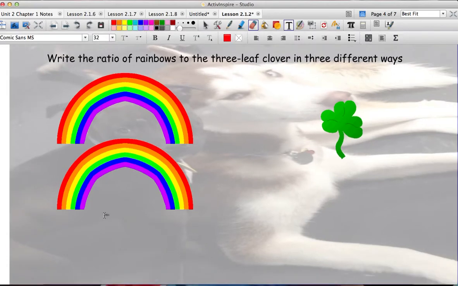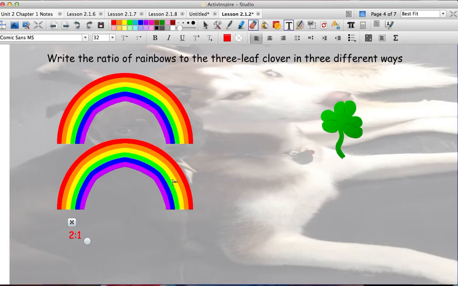All right, first we have to look at the number of rainbows that we have. Since we have 2 rainbows, I know that 2 has to be written first, and then I always start with the colon. It's just a natural way for me to write ratio, so I always start with that, and then I convert that into the 3 different ways. So I know I have 2 rainbows, and I have 1 3-leaf clover. So my ratio is 2 to 1.